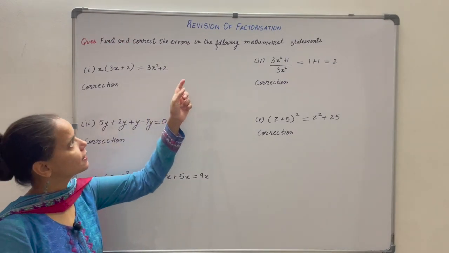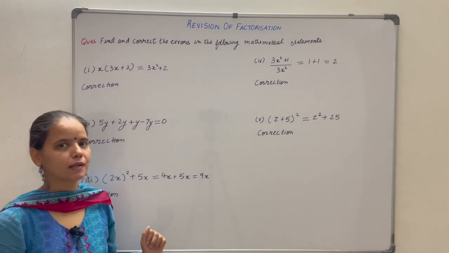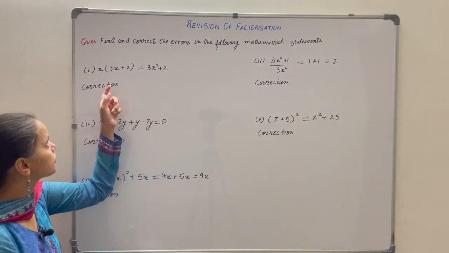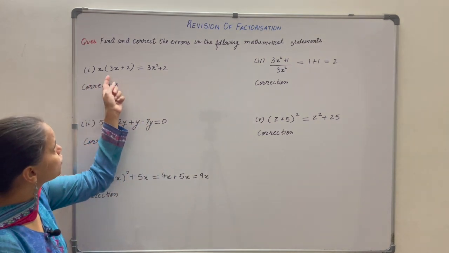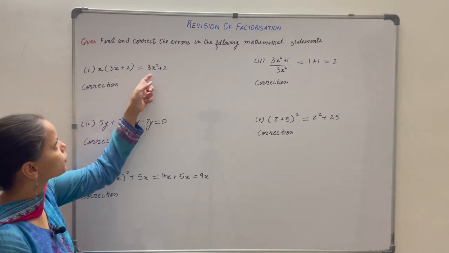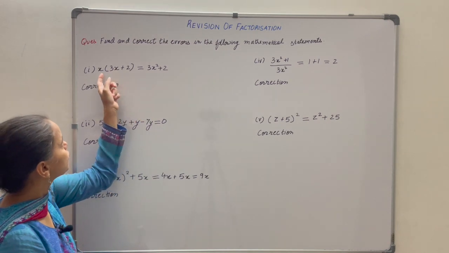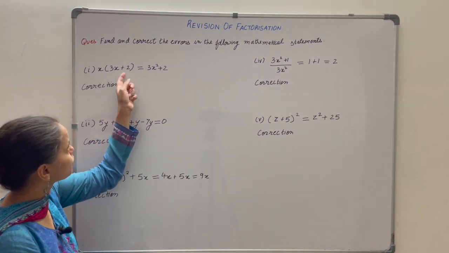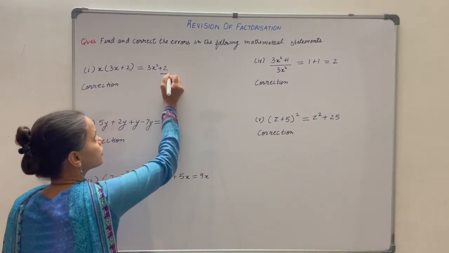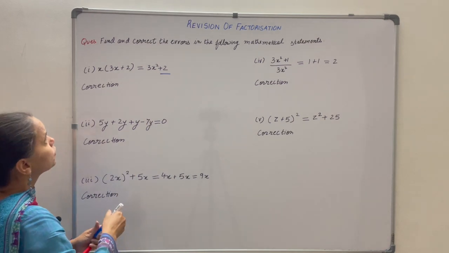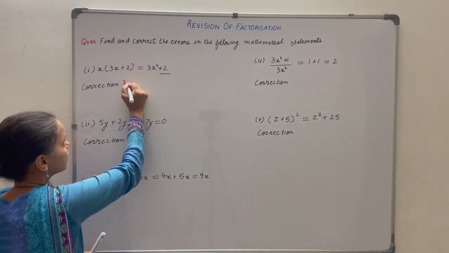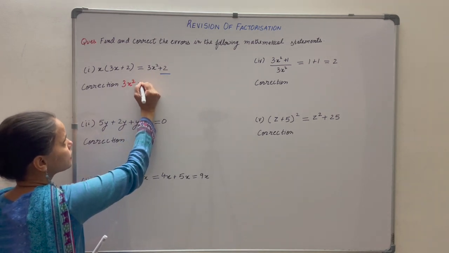Question. Find and correct the errors in the following mathematical statements. So first you have to find out the error and then you need to correct it. So let us take the first question. Here you have to use distributive property to open the brackets. So when you multiply x into 3x you get 3x squared. That is correct. Then when you multiply x to 2 you get plus 2x. But here it is written as 2. 2 is wrong. So what is the correction you have to do? You have to write down 2x. So let us do the correction. It is 3x square. This is fine. Plus 2x.